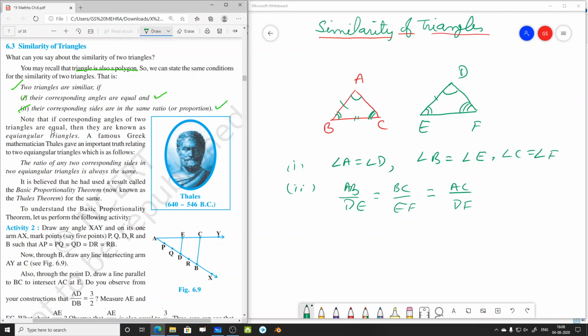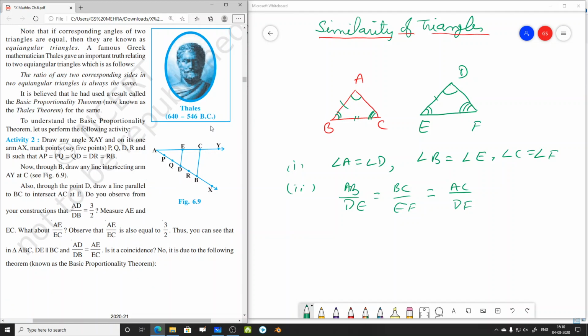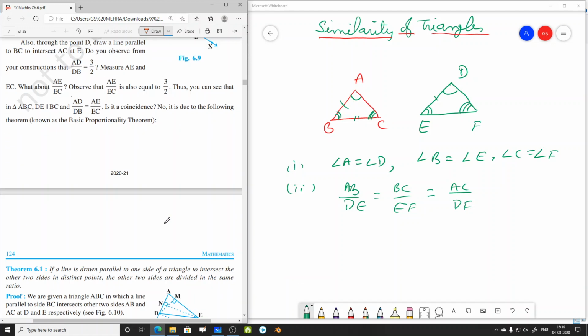So, what is the second condition? Their corresponding sides are in the same ratio. This is how we can check whether two triangles are similar or not. Now, let us learn one important theorem based on this concept of similarity of triangles. It is known as the basic proportionality theorem, also known as Thales theorem. It is in exercise 6.1 in this chapter 6. So, let us go into that one.